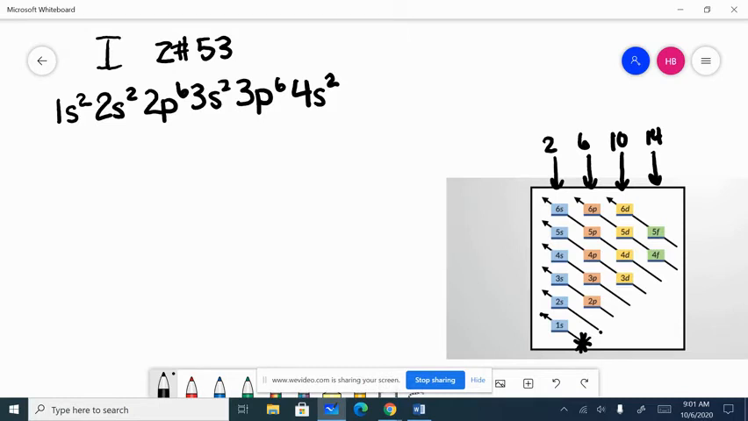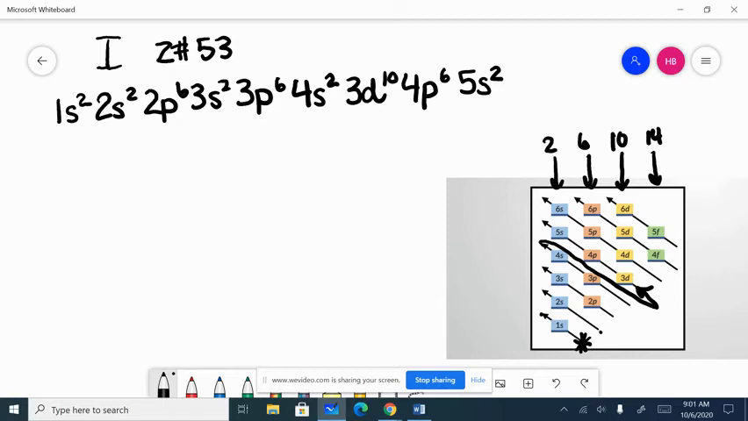Now, after 4s, I'll go down to 3D like this. So let's count what we have so far. We have 2, 4, 10, 12, 18, 20. We have 20 out of 53. So next 3D10, because we need 33 more. Now we have 30, and we go to 4p6, 5s2. So let's count. 10, 20, 38 I'm at out of 53.